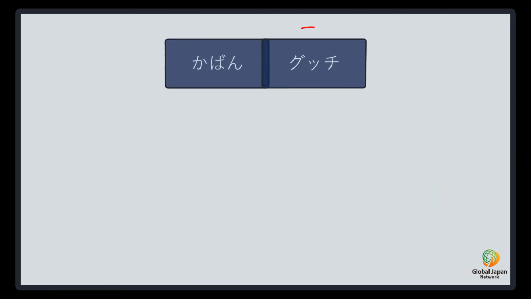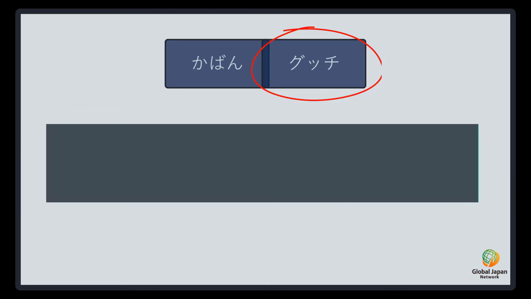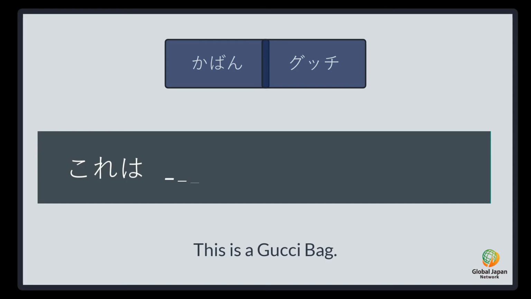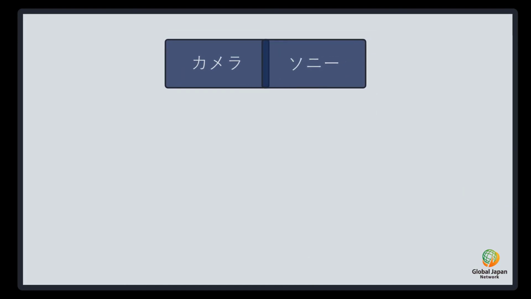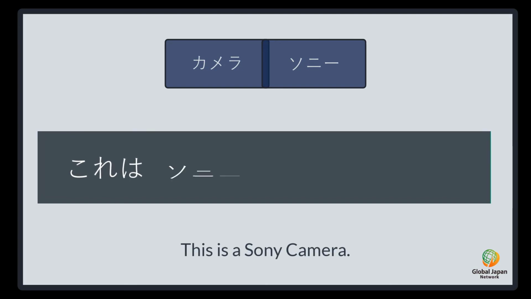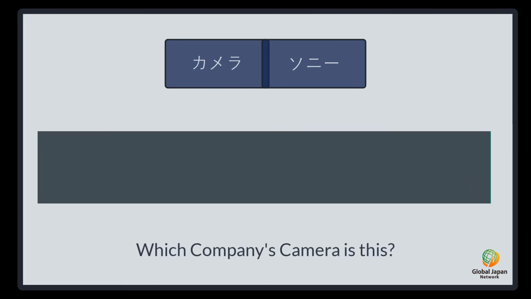Now this is a word in katakana. The pronunciation for this would be Gucci. Gucci is a famous bag manufacturer. Kore wa dash no dash desu. Gucci no kaban desu. Gucci no kaban desu. And the last one, this is camera and this one is Sony. Kore wa Sony no camera desu. Try framing out the question for it. Kore wa doko no camera desu ka?